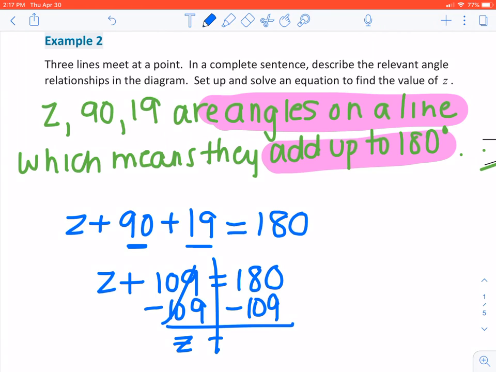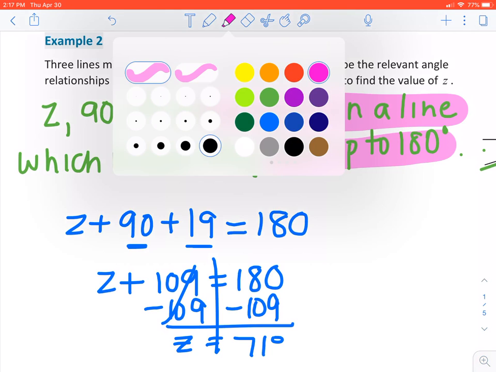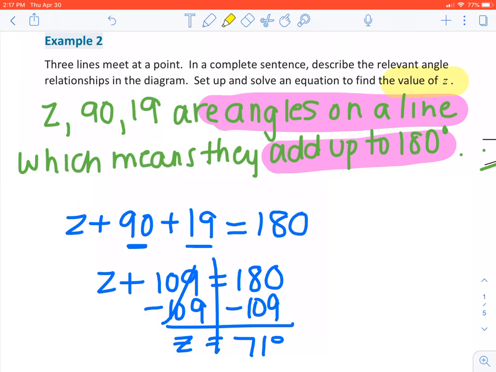So z equals 180 minus 109, which you can do in the calculator, is 71. Now let's go back up and make sure we've answered the question. The question says to find the value of z, and we've done that. Here's our value for z. That is our actual answer. Z is 71.